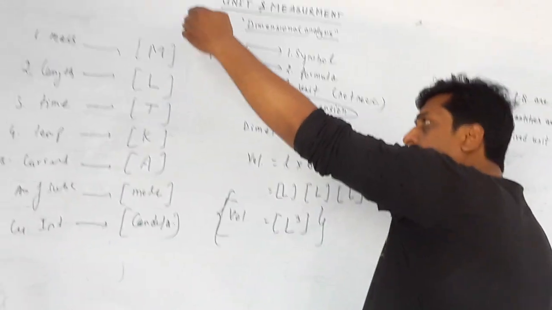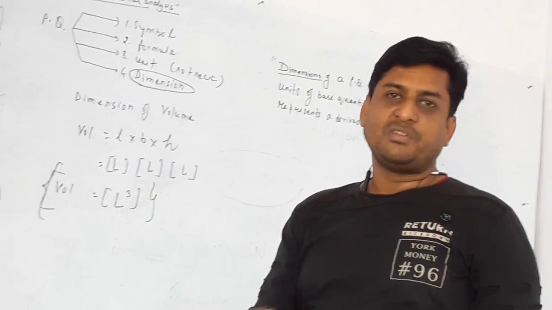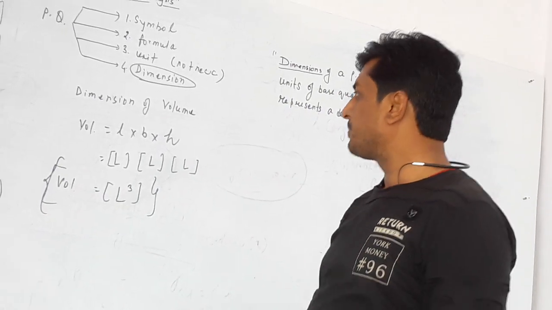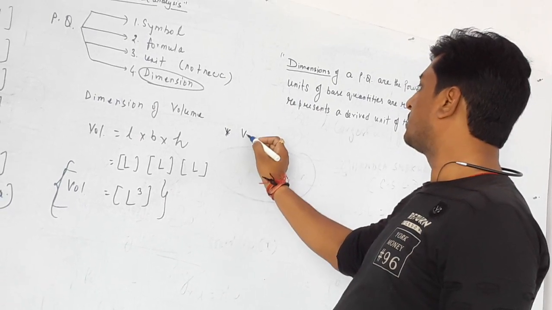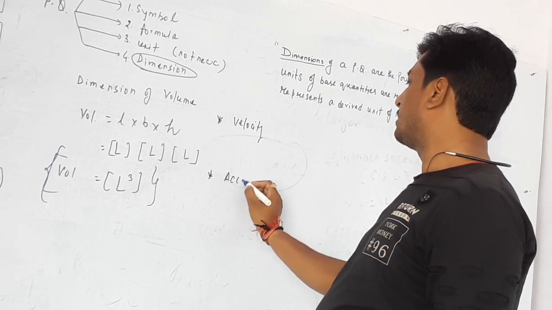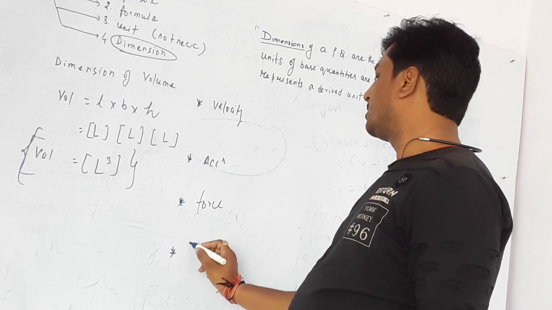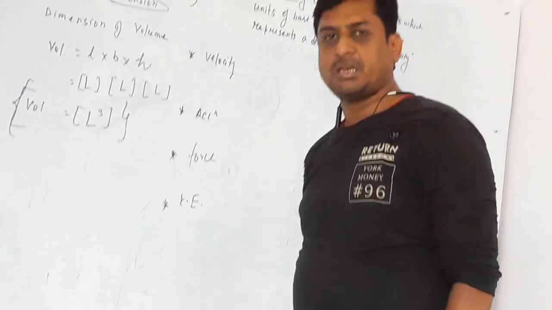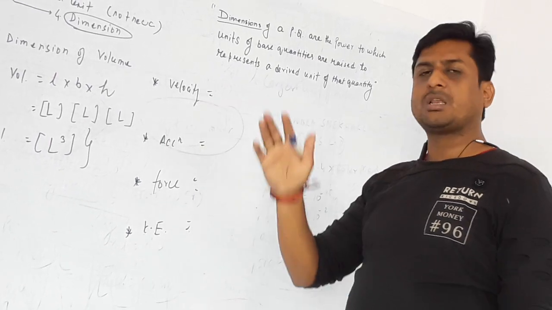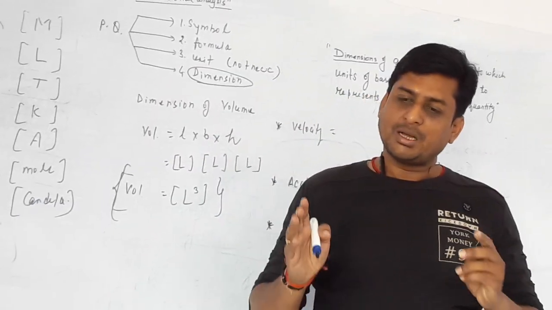Now if you know all these dimensions, you can calculate the dimension of a derived physical quantity, because you have already studied what derived physical quantities are. For example, you want to calculate the dimension of velocity, the dimension of acceleration, the dimension of force, the dimension of kinetic energy. Before calculating the dimensions of these physical quantities, there are some things you should know about dimension.